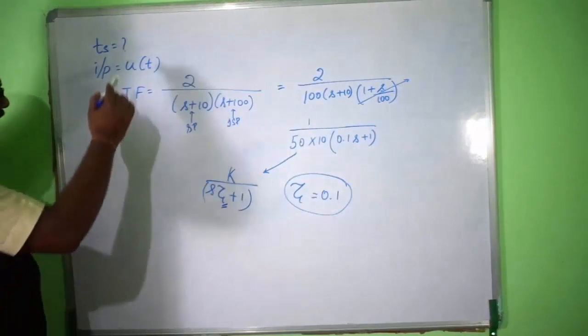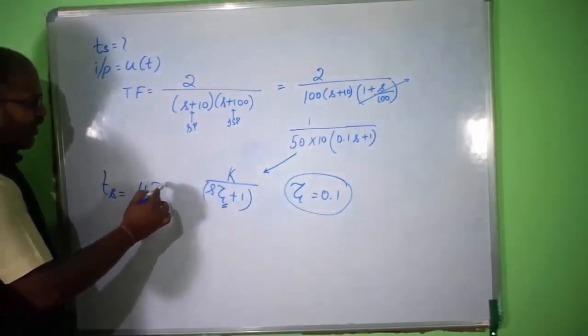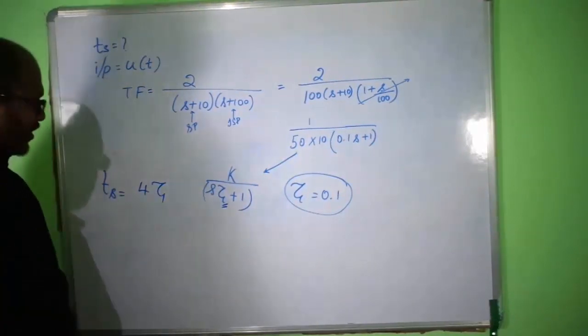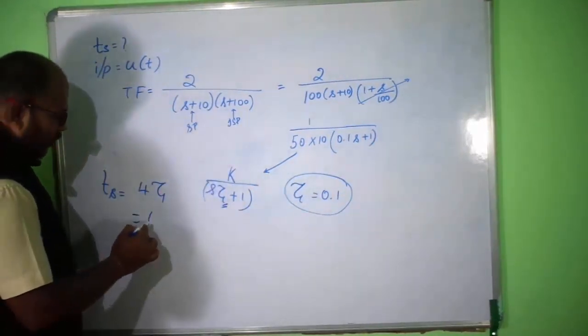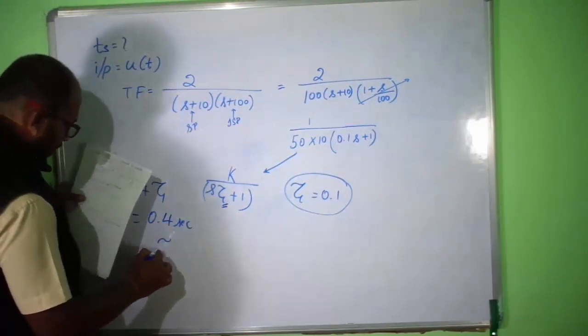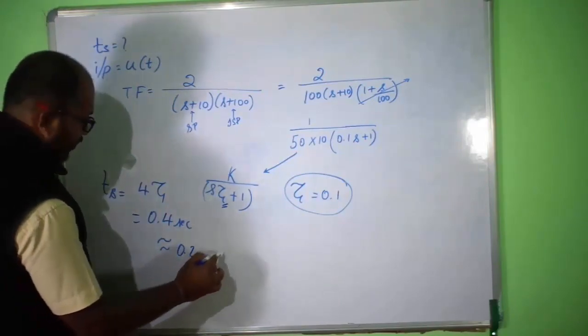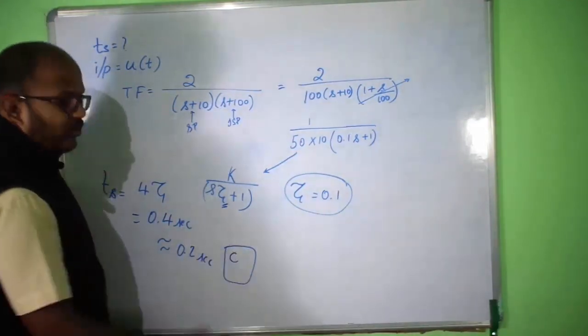Now, in order to find the settling time Ts, which is 4 tau for plus or minus 2%, upon solving I will be getting 0.4 second, which is approximately equal to 0.2 second. Nothing but option C is going to follow.